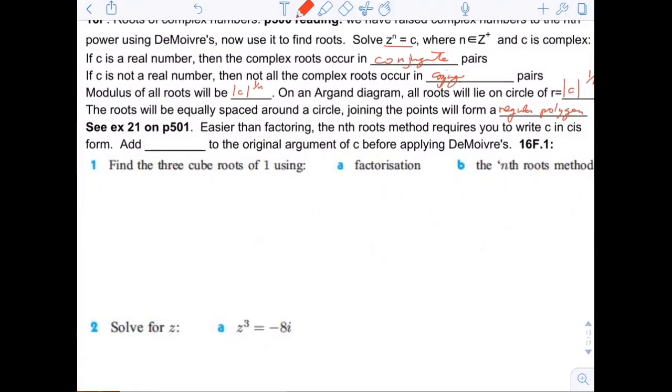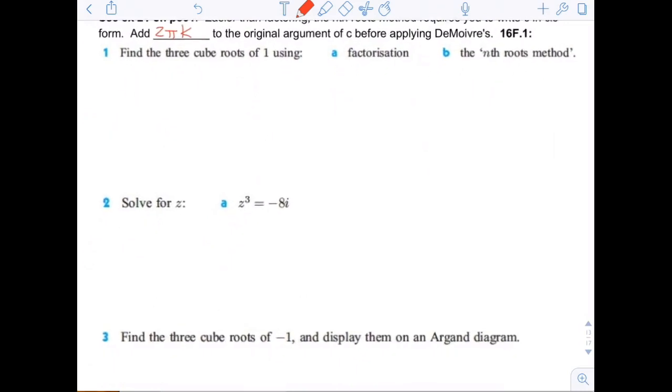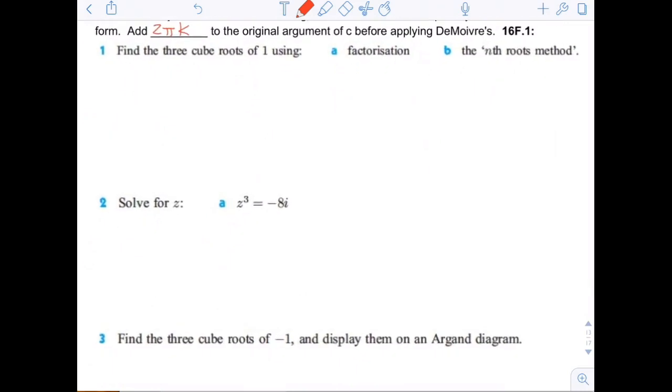Easier than factoring, the nth roots method requires you to write c in cis form. Add 2 pi k to the original argument of c before applying de Moivre's. Okay, so let's do a simple example here, and then I think you'll understand better how this works.